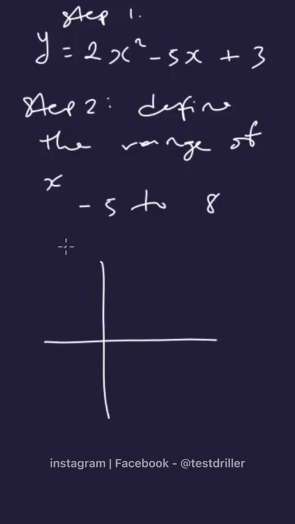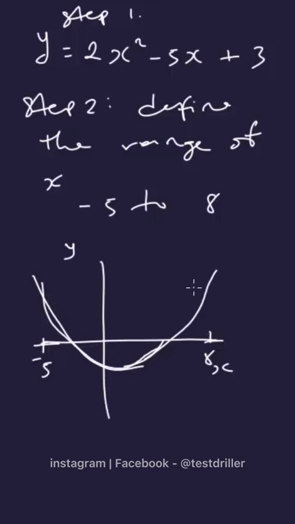If you have a graph, this is the y-axis, this is the x-axis. What I'm saying is I want my x to range from somewhere here, let's say -5, to somewhere here, let's say +8. Whatever graph I get, I want it to range from here to here, so I should expect something like this. That's what I'm telling the graph. I'm just specifying the range of x. The first step is the equation, the second step is the range of x.